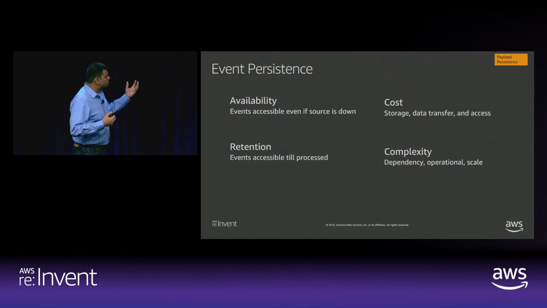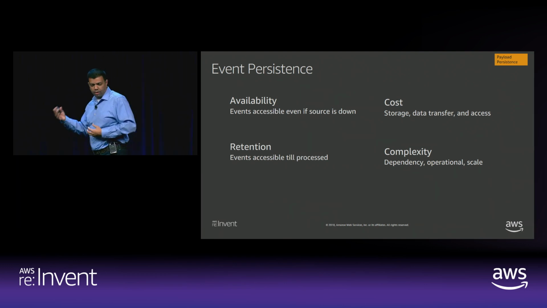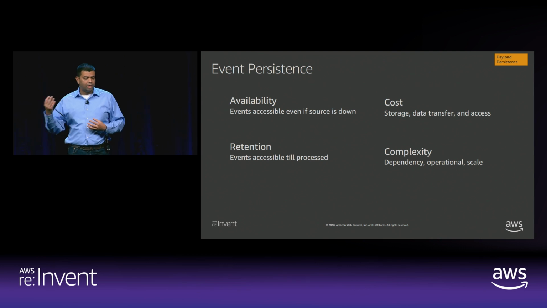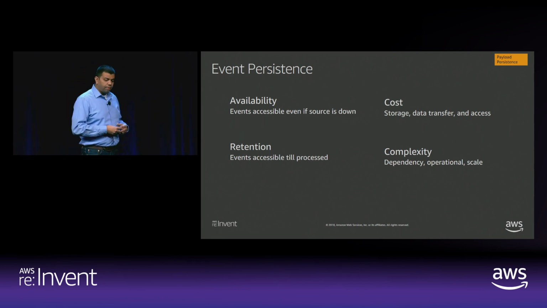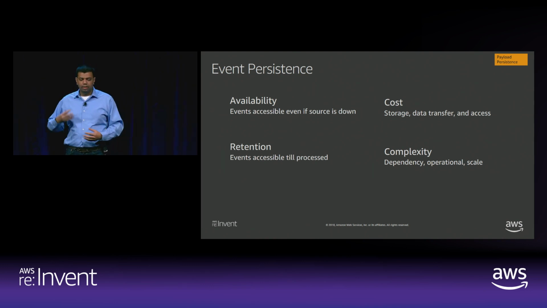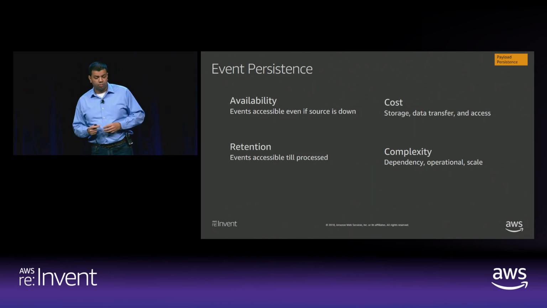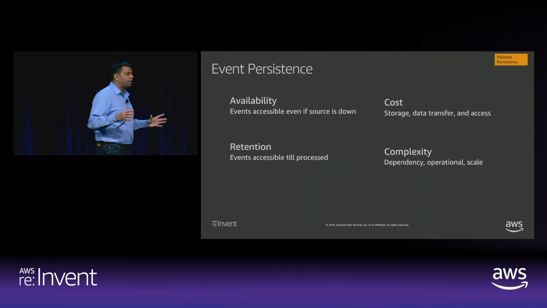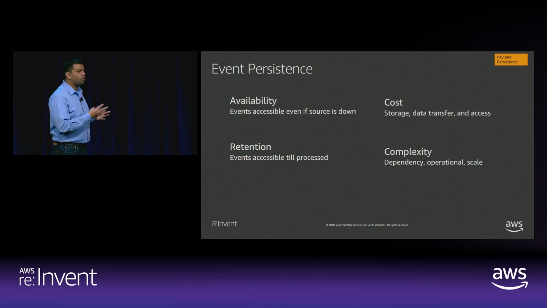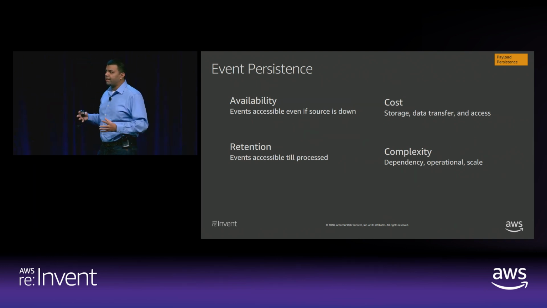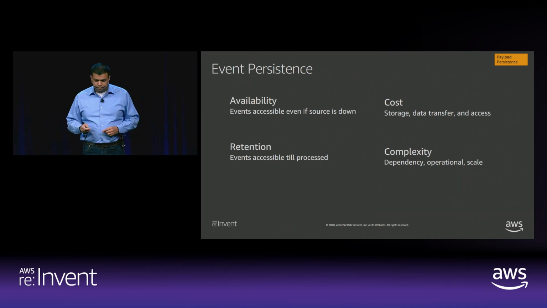And so if you inline the event, the events can be accessible even if the source is down. However, if you store it, your events are accessible till they're completely processed by your downstream processor. And then also take into account that there's an extra cost if you're storing the event in terms of data storage, accessing the data, and transferring the data between source and the processor. And finally, when you're looking at all of the other components that you brought into your architecture, do not ignore the implications of the dependencies you have taken and the complexity it adds to your architecture.